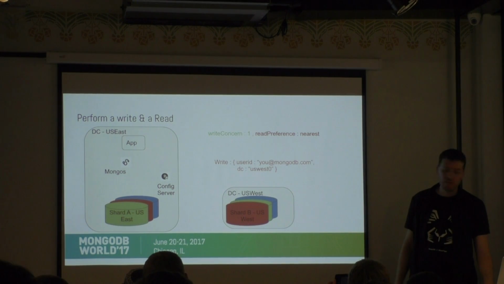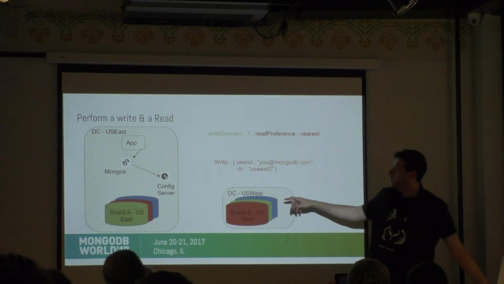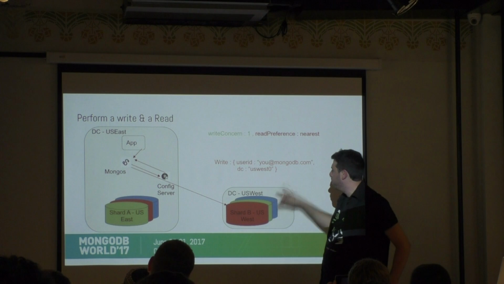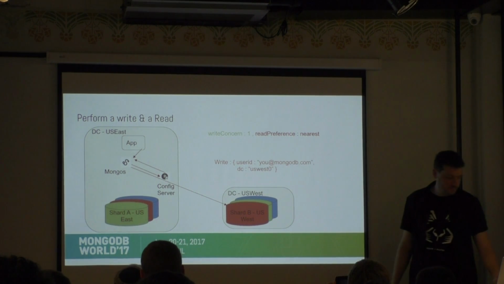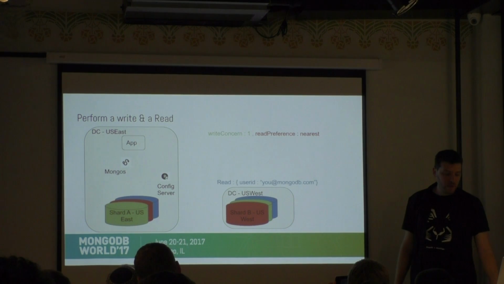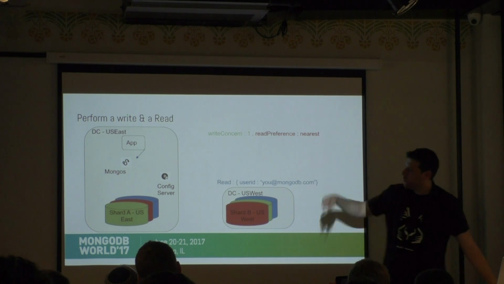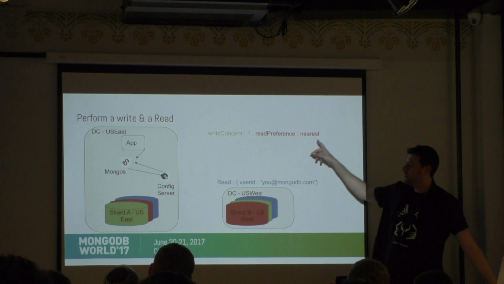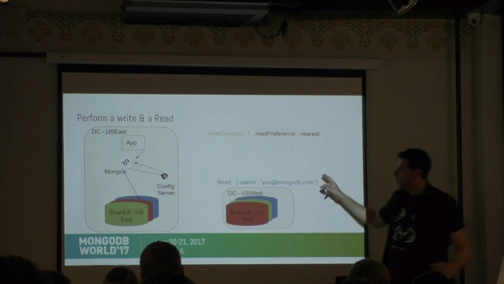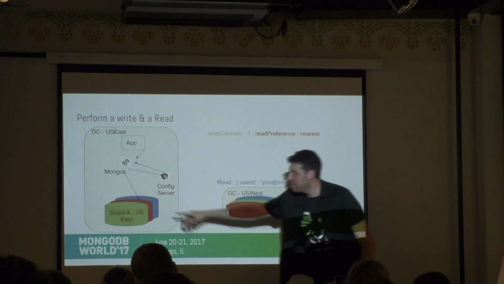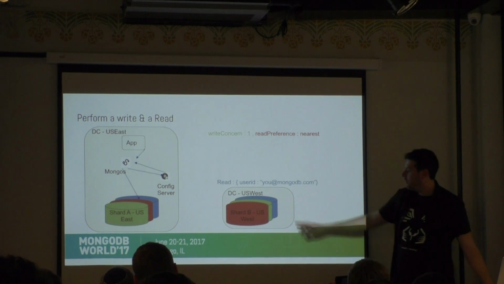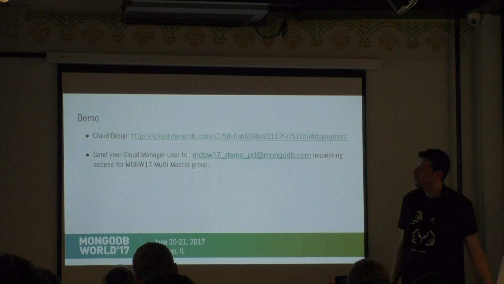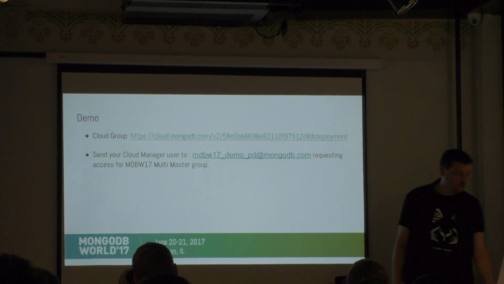We're going to write a record that belongs to US West. The same operation is going to write the record to US West. So it's you at mongodb.com. When we're going to read a record, we go to the mongos, go to the config server, retrieve the metadata, but since we're using a nearest read preference, we're going to read it from this member here, which is the replica of US West. We're going to retrieve the data locally and return it to the user.